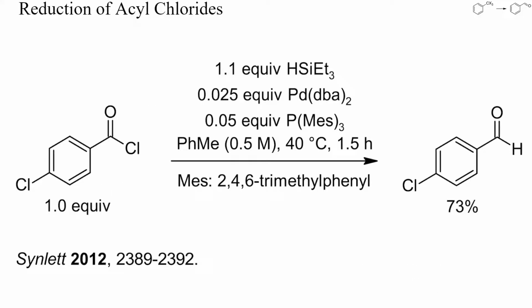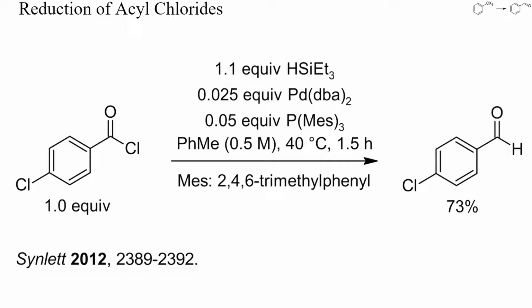Instead of hydrogen, also silanes can be used as hydride donor to reduce acyl chlorides to aldehydes. In this example, around 3% of a soluble palladium phosphine complex was the catalyst and the reduction was conducted in toluene at 40 degrees Celsius. Again, no hydrogenolysis of the arene-chlorine bond occurred.